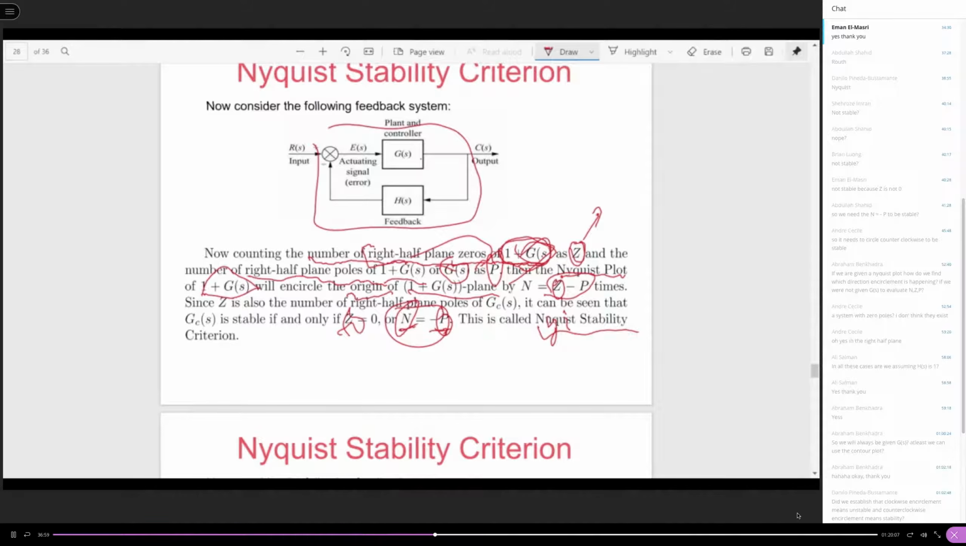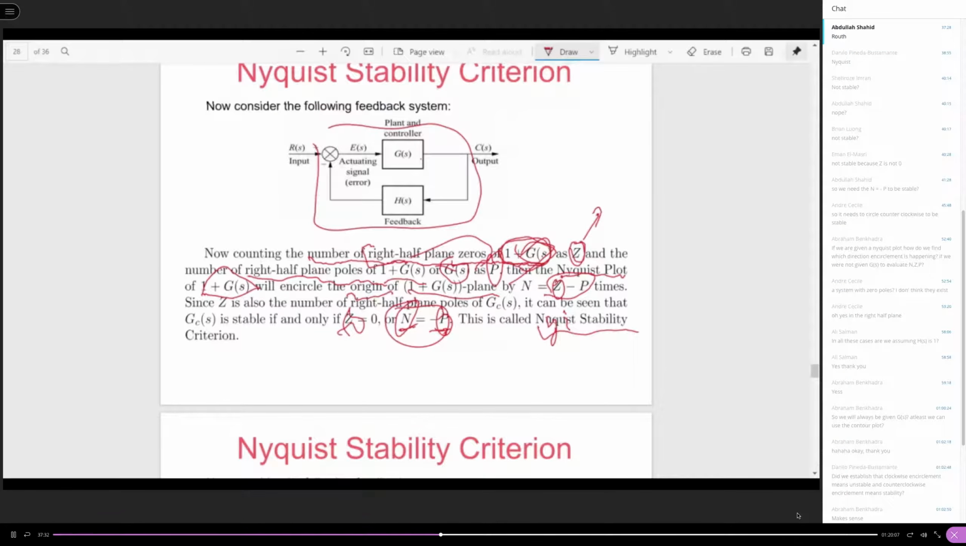Now if you recall what we talked about in Control 1, we defined the closed loop transfer function with poles in the left half plane to be stable. In Control 1, we introduced one criterion for the stability check. Can someone tell me, if you remember, what is that criterion?